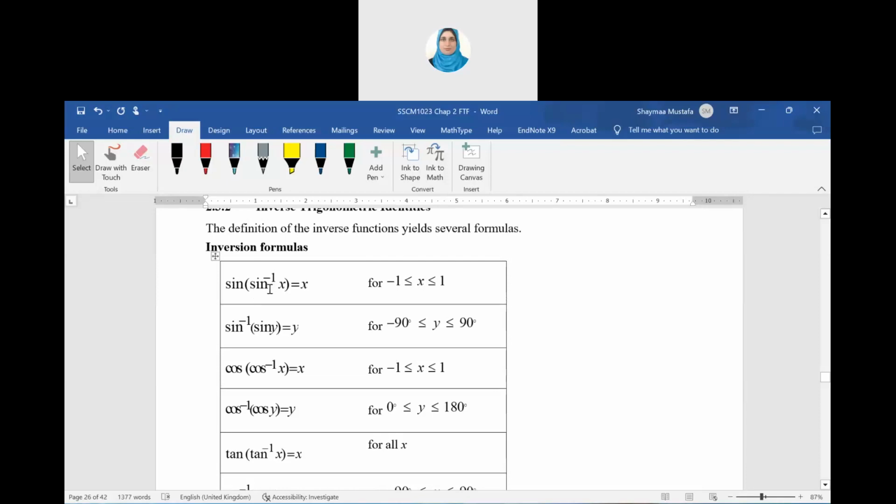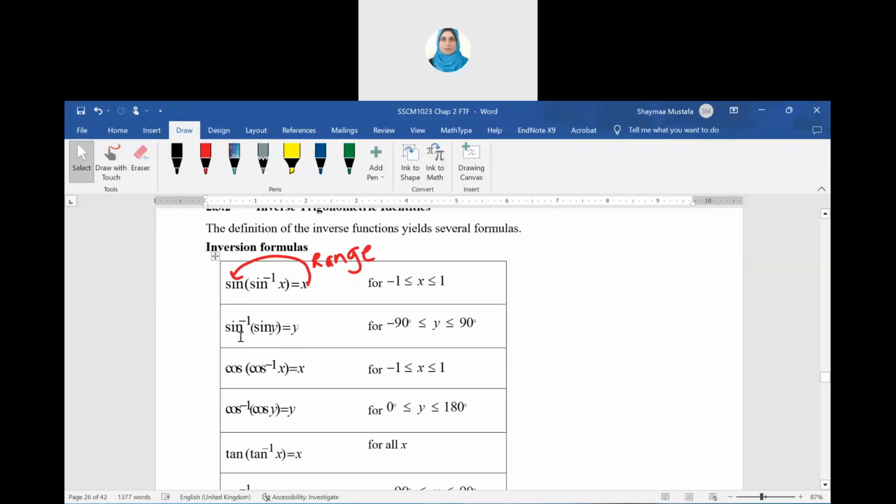It is not always true that sine inverse sine x equals x. First, you need to be sure that the x here is within the range of the first function. x should be within the range of the sine. So if x is within the range of the sine, then yes, this one is correct, sine inverse sine x equals x. This is why we said that x should be from -1 to 1. -1 to 1 is the range for sin x.